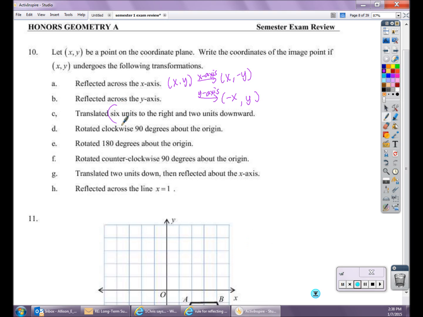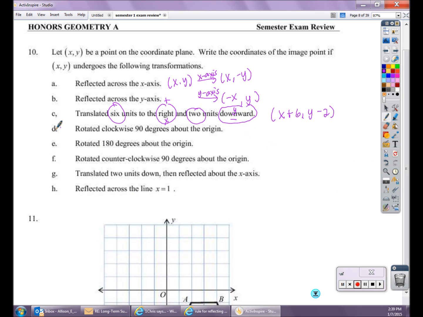6 to the right, so that's positive. 2 down, that's negative. Down is with the y, and right is with the x. Okay, so you're going to have, for your rule, x plus 6, y minus 2.